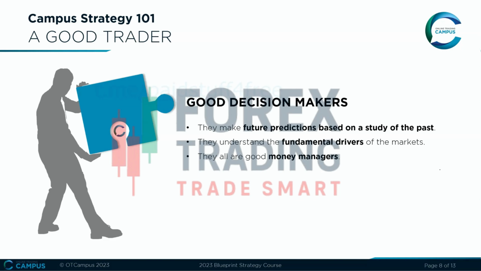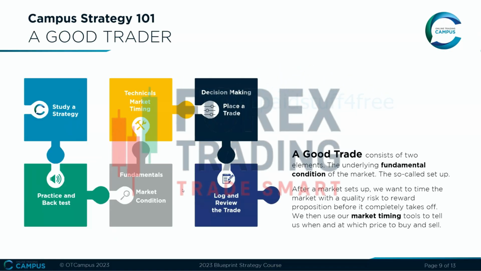So it's supply and demand that will allow us to be good money managers through risk-to-reward propositions and good entries and good stops and good targets. And it's the fundamental forecasting tools that will allow us to predict the future. That brings us to this slide, which answers what a good trade needs to consist of. And every trade should consist of two elements: the underlying fundamental condition of the market, the so-called setup.